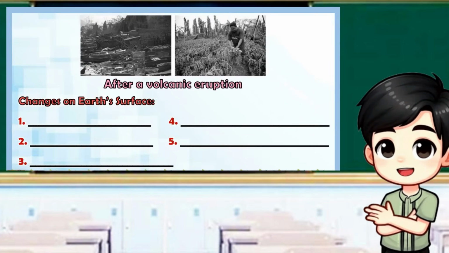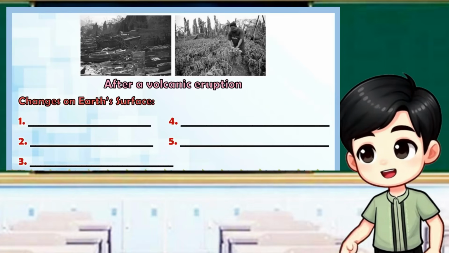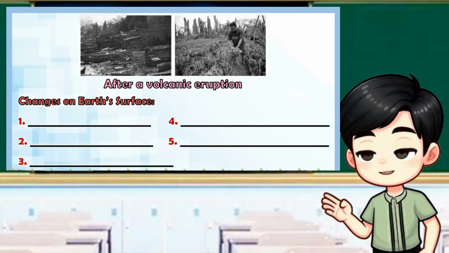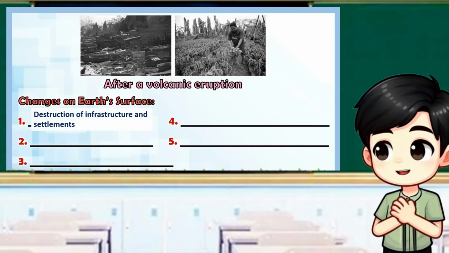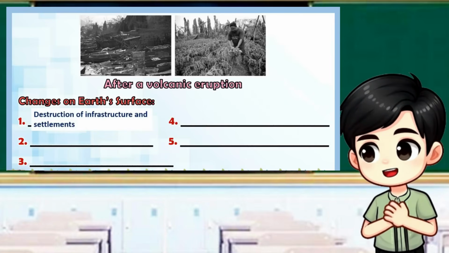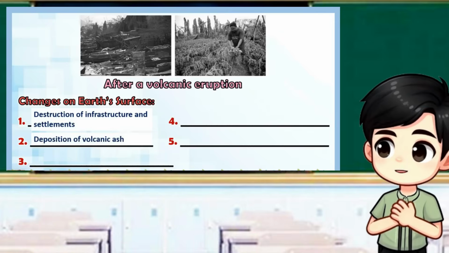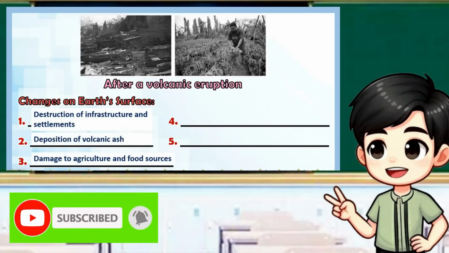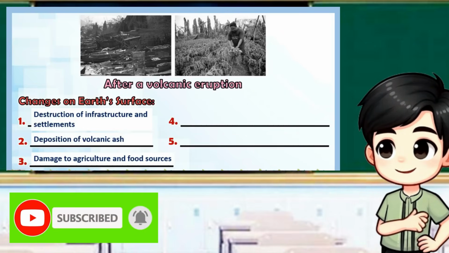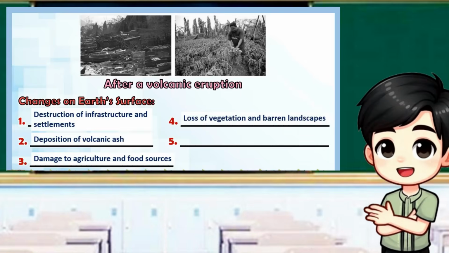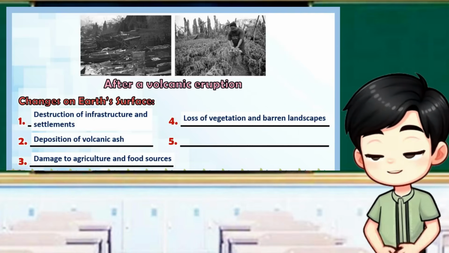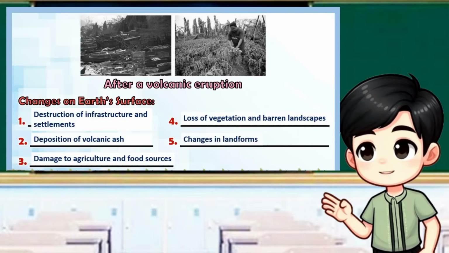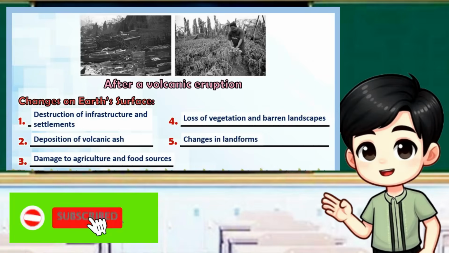Next, after a volcanic eruption, based from the pictures, the changes on Earth's surface are: first, destruction of infrastructure and settlements. Second, deposition of volcanic ash. Third, damage to agriculture and food sources. Fourth, loss of vegetation and barren landscapes. And fifth, changes in landforms.